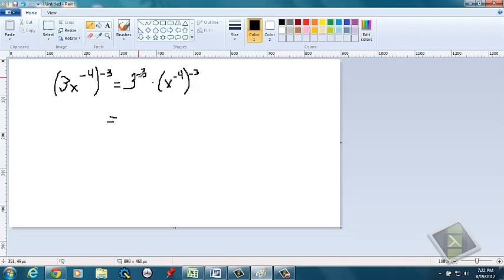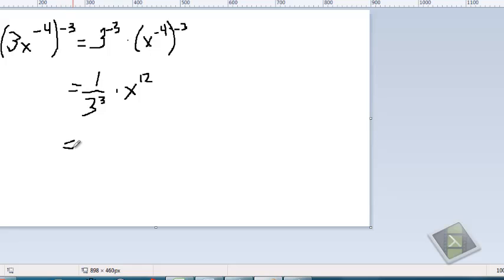Well, 3 to the negative third here, we're going to redo this as 1 over 3 to the third. If we take power to a power here, negative 4 times negative 3 gives me x to the 12. And when we simplify this, x to the 12th is going to stay on top. And then 1 over 3 to the third. The 3 to the third is 27, so it will stay on the bottom. And this is going to be our answer, x to the 12th all over 27.